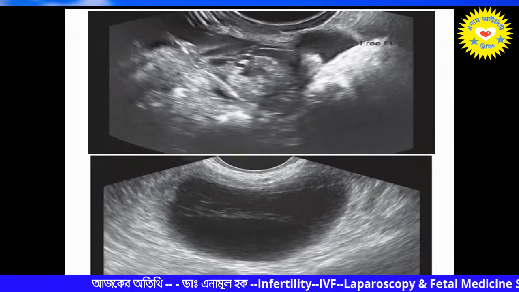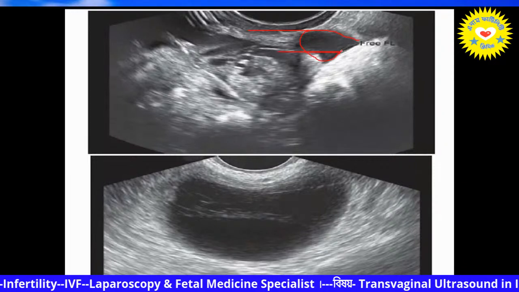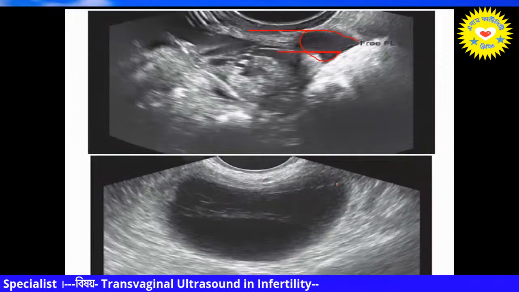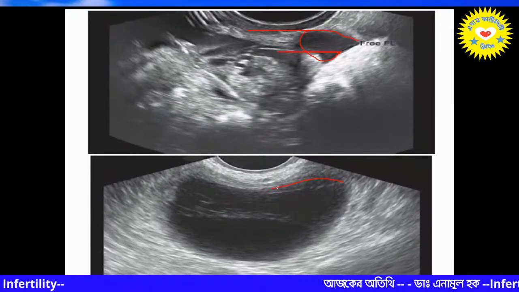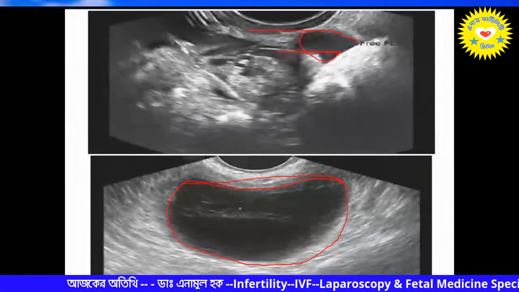So you are seeing the fluid in the pouch of Douglas, and you have seen the follicle clear anechoic structure now become a mixed echogenic structure. This is the corpus luteum. So if you see the fluid and if you see the corpus luteum, so ovulation is confirmed.